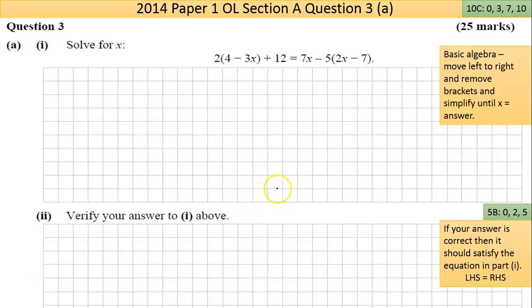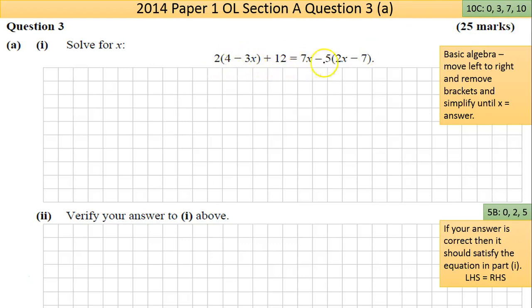Okay, so thanks very much for listening, and this is question 3, 2014, paper 1, ordinary level. As always, I suggest you pause this video, have a go at the question, and then come back for any sections you couldn't do, or just to get clarification on any point. So part A, part 1 here is worth 10 marks. Okay, it's C scale, so there's 1, 0, 3, 7, 10.